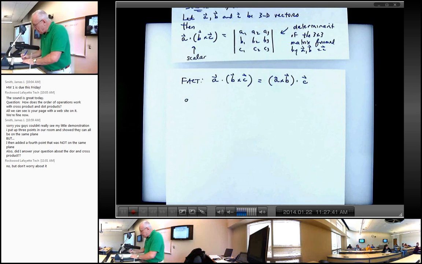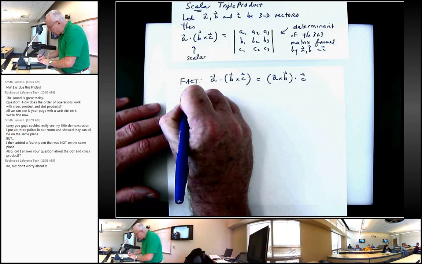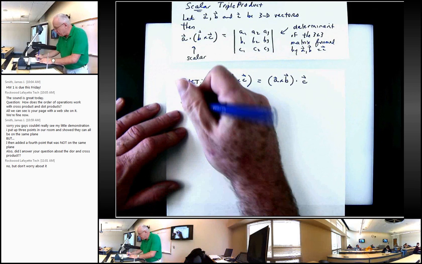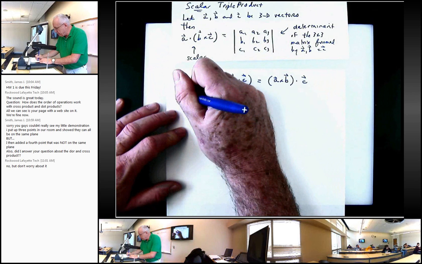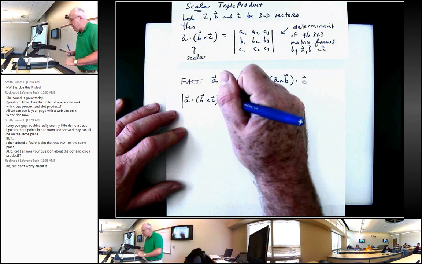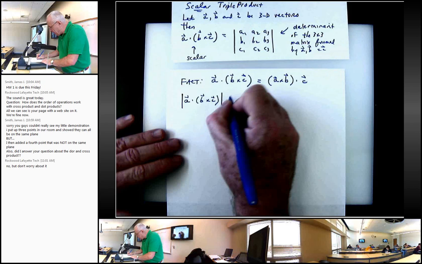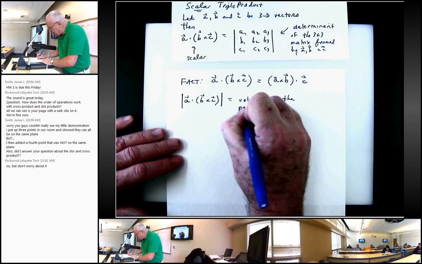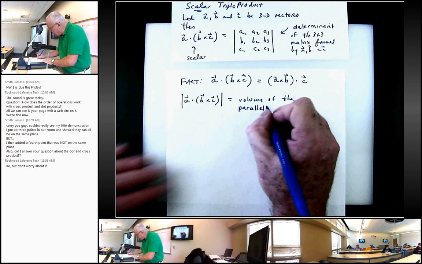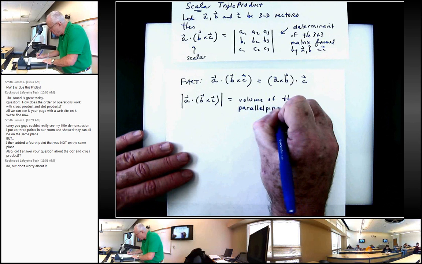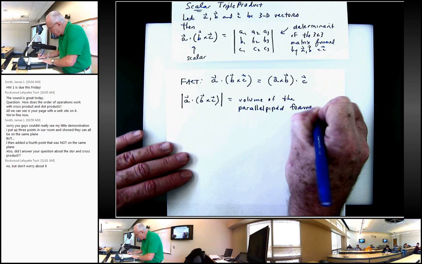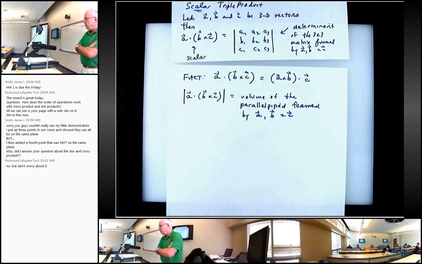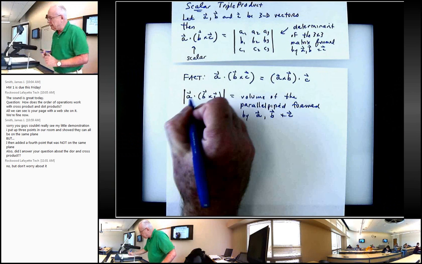So basically, we can say that the absolute value of A dot B cross C is equal to the volume of the parallelepiped, parallel, and then P-I-P-E-D, formed by A, B, and C. All right. So that's called the triple scalar product.